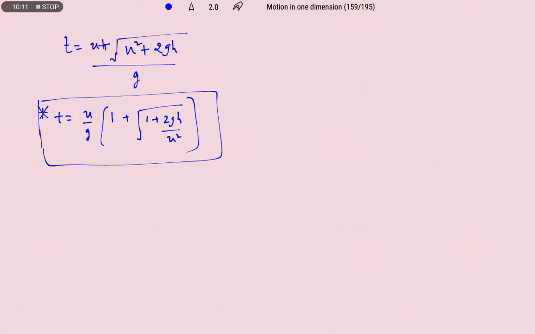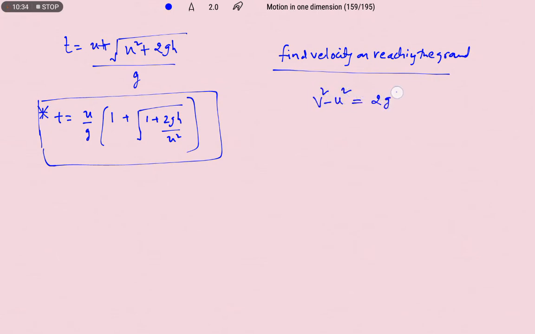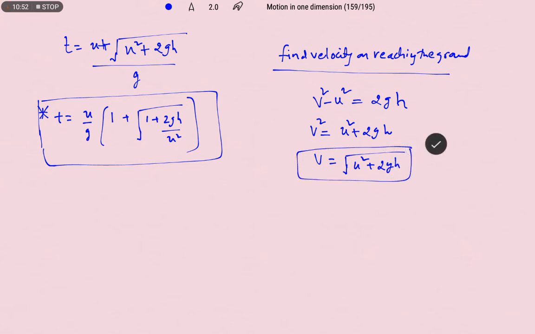Right, now let us see, what will be the final velocity on reaching the ground? To find the final velocity on reaching the ground, I am using the formula v square minus u square equals 2gh. So v square is equal to u square plus 2gh. Therefore v equals under root of u square plus 2gh. This is the final velocity of the body on reaching the ground.